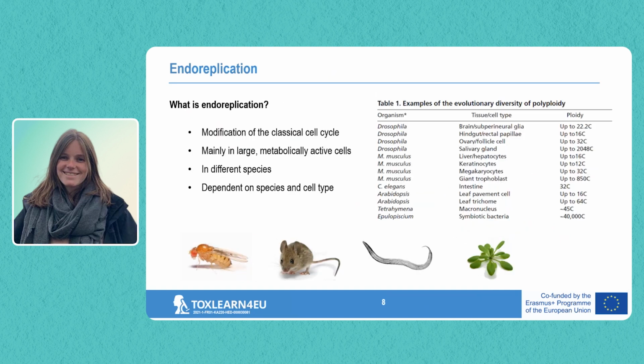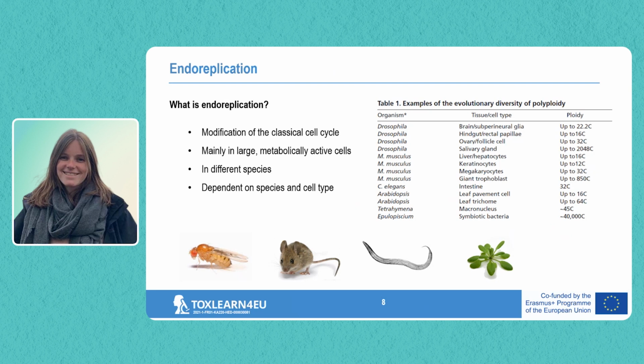So as I mentioned, endoreplication is a modification of the classical cell cycle. Now, where do we find this? Well, we mainly find it in large cells that are very metabolically active. I will talk today about plants, as I mentioned, but you can find it in many different species, also many different model species like fruit flies, mice, flatworms, and so on.